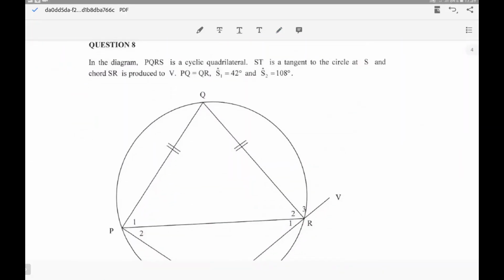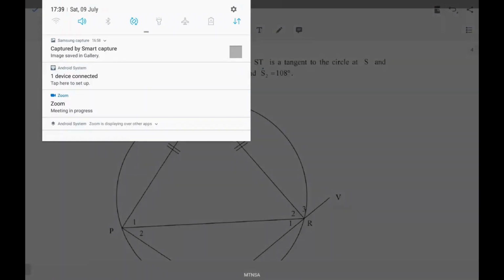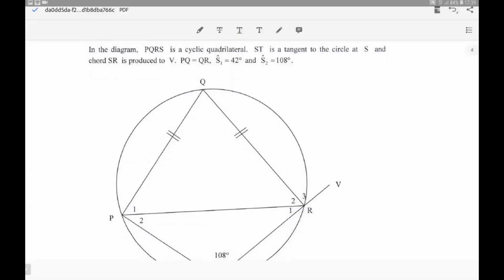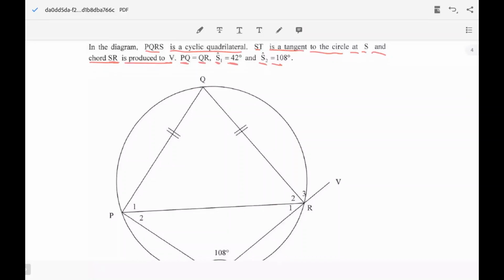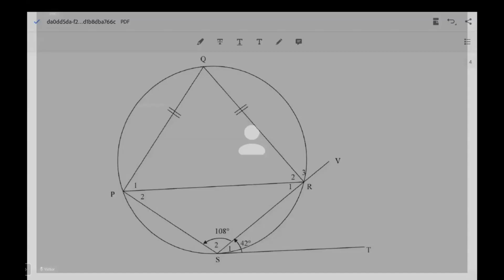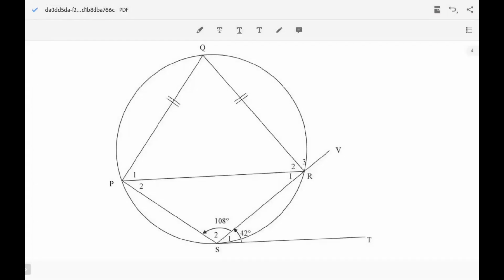Question number 8. In the diagram, PQRS is a cyclic quadrilateral. ST is a tangent to the circle at S, and chord SR is produced. PQ equals QR, S1 equals some degrees, and S2 equals 108 degrees. All the information we have. So let's analyze our diagram.